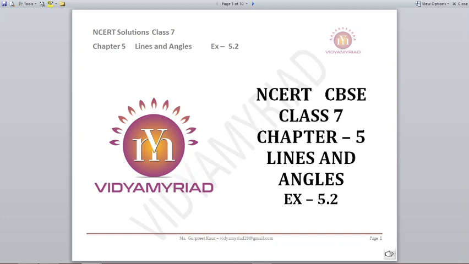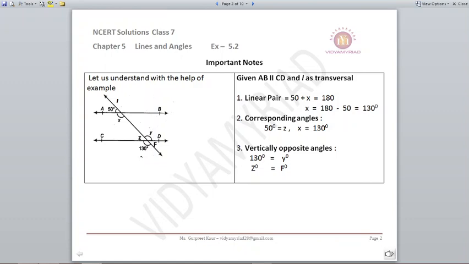This video is made for class 7th on chapter number 5, lines and angles, and today we are going to do exercise 5.2. Now this exercise is based on parallel lines and their properties with their transversal, and we are going to understand first with the help of an example how we can find out the different angles using the properties. Here we are given the two lines AB and CD.